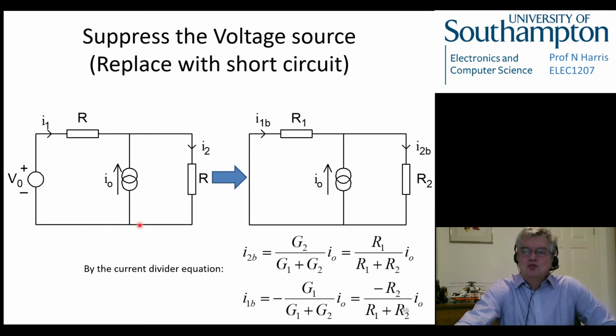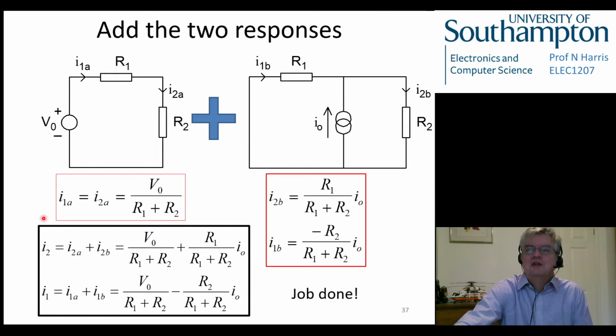So then we go back to our original circuit. We now suppress the other source, and in this case we have to suppress the voltage source, and we replace the voltage source with a short circuit. So we redraw the circuit with the voltage source replaced with a short circuit, so it's just a wire straight through. And now we can see that this is a current divider circuit. So we can apply the current divider equation, or you can work it from first principles, it's not that hard, and we can work out what the various currents would be in this particular circuit. And then, because it's a linear circuit, we can add those two responses together.